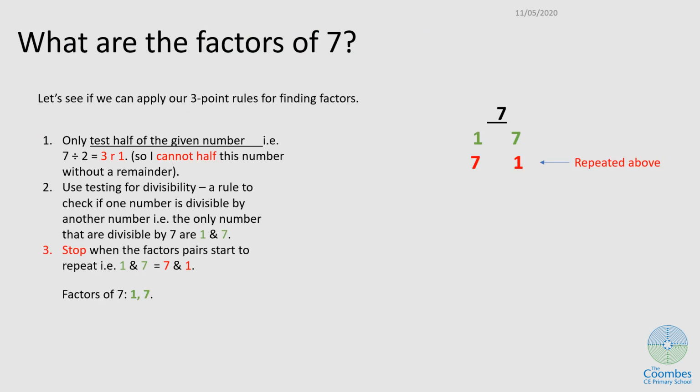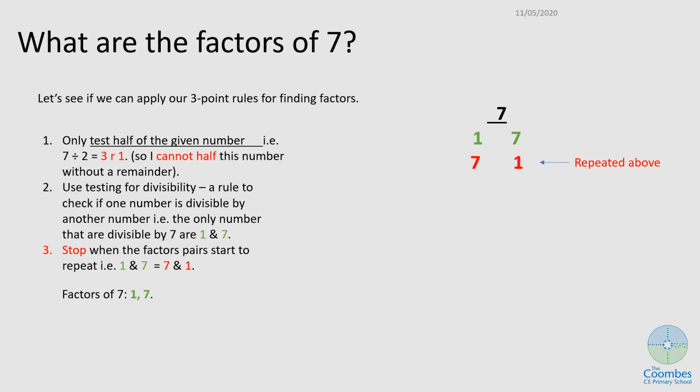Now, given the number 7, what are the factors of 7? Let's see if we can apply our 3-point rule for finding factors. The first rule was to only test half of the given number. So if I have the number 7, half is 3 remainder 1. So I cannot have this number without a remainder.